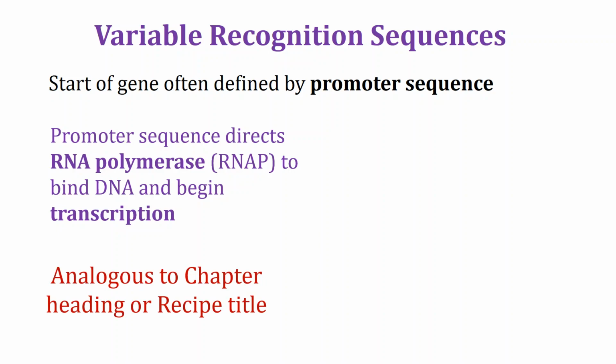If we want to continue this analogy of a recipe, while a recipe will contain specific instructions for ingredients, you normally will have a chapter title or recipe title, which gives some context and direction for when you should produce this recipe. This is what a promoter is for a gene in DNA.